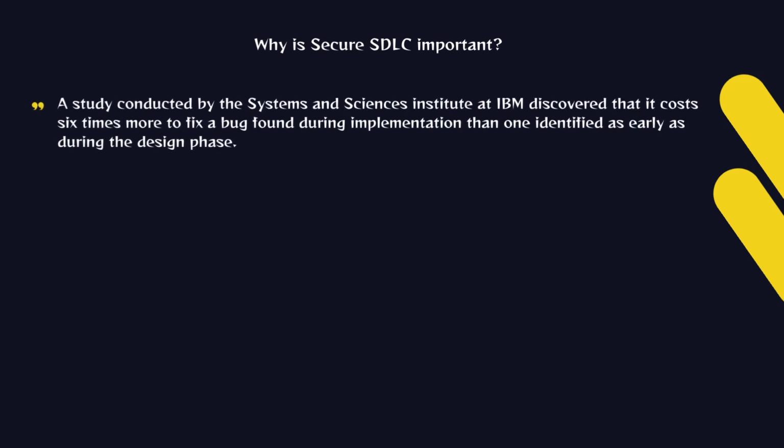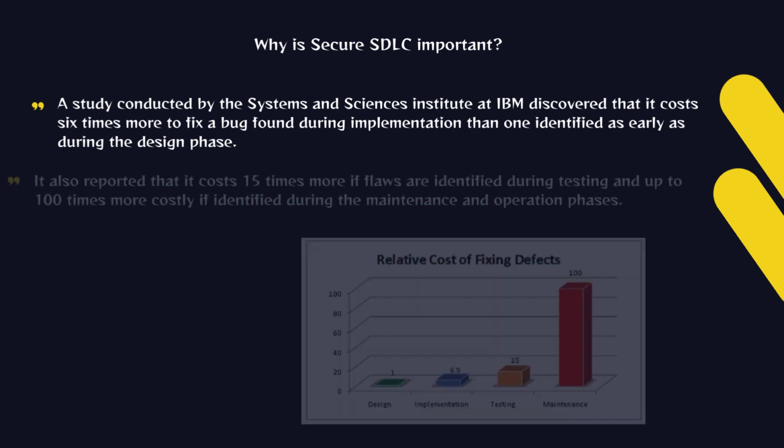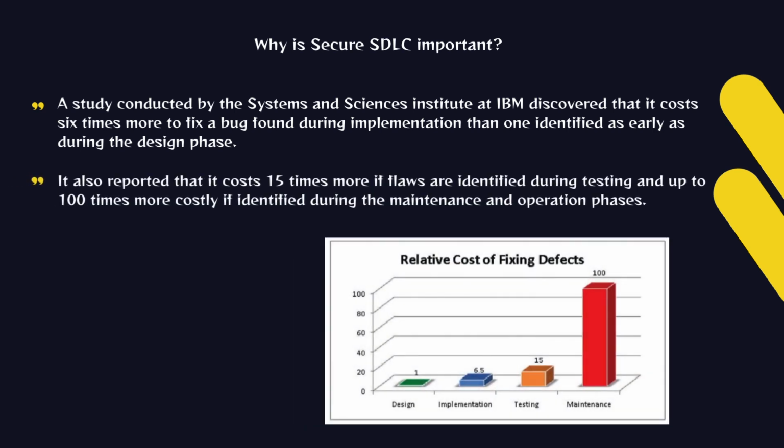Why is secure SDLC important? A study conducted by the Systems and Sciences Institute at IBM discovered that it costs 6 times more to fix a bug found during implementation than one identified as early as during the design phase. It also reported that it costs 15 times more if flaws are identified during testing and up to 100 times more costly if identified during the maintenance and operation phases.